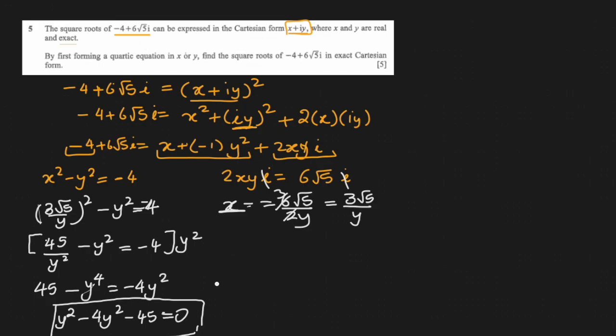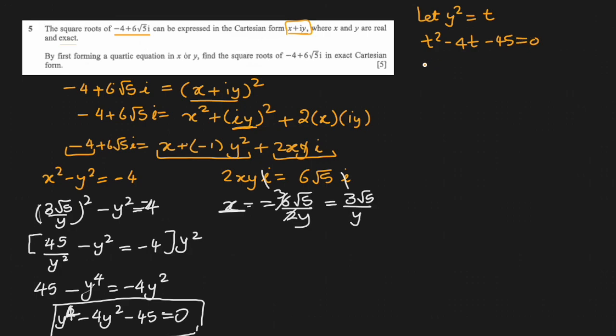And now we have to find the roots of this, and we'll choose the real ones, which will take the place of x and y. Okay. And I made a mistake here. It should be y to the power 4. Okay. So let's assume y square is equal to t. So this quartic equation becomes quadratic: t square minus 4t minus 45 equal to 0.